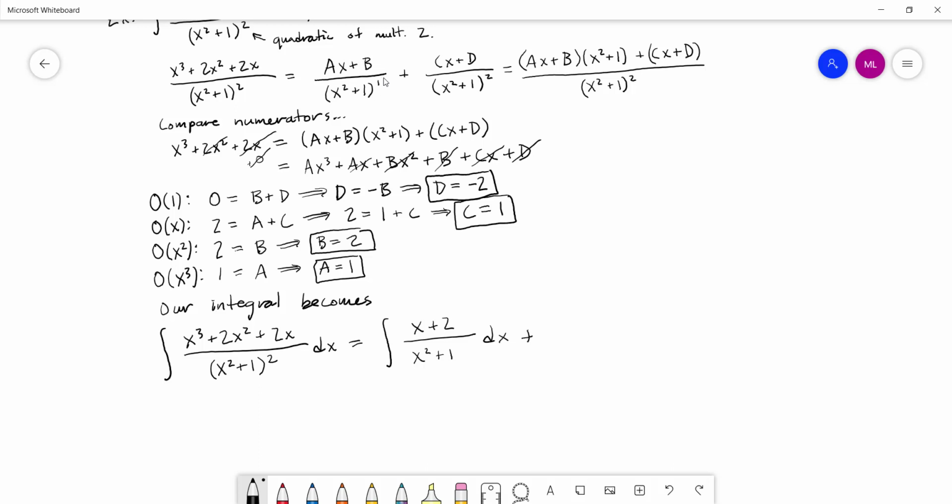And now let's account for this one, cx plus d. So c is 1, so 1x plus d, which is minus 2. So this one we get the integral of x minus 2 over x squared plus 1 quantity squared dx.